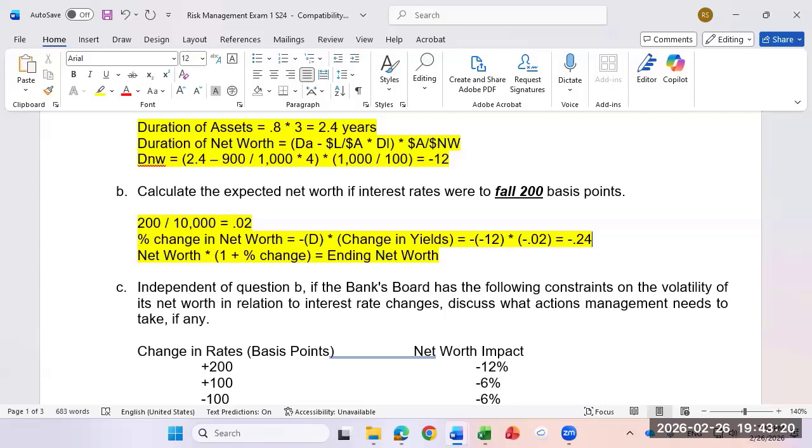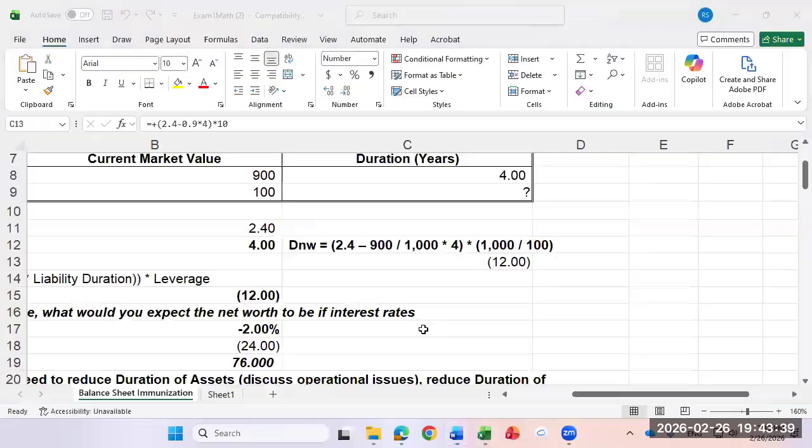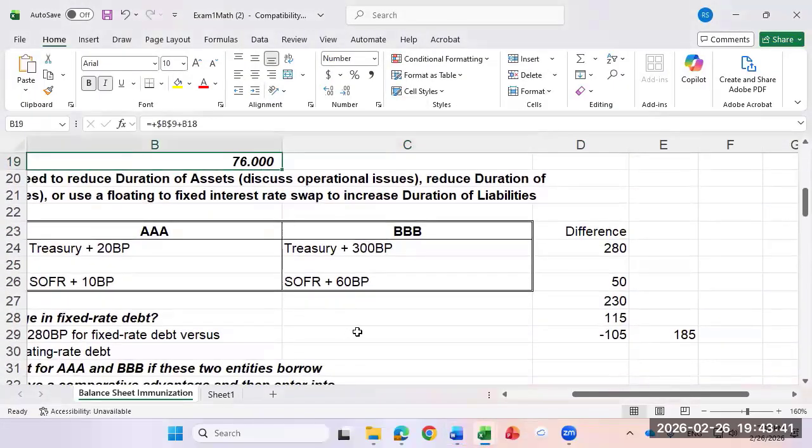All right, anybody disagree with that? Then we got to do this. We're going to say our net worth is at 100. So 100 times 1 plus minus 0.24 equals probably 76, I would guess. Yeah, 76.